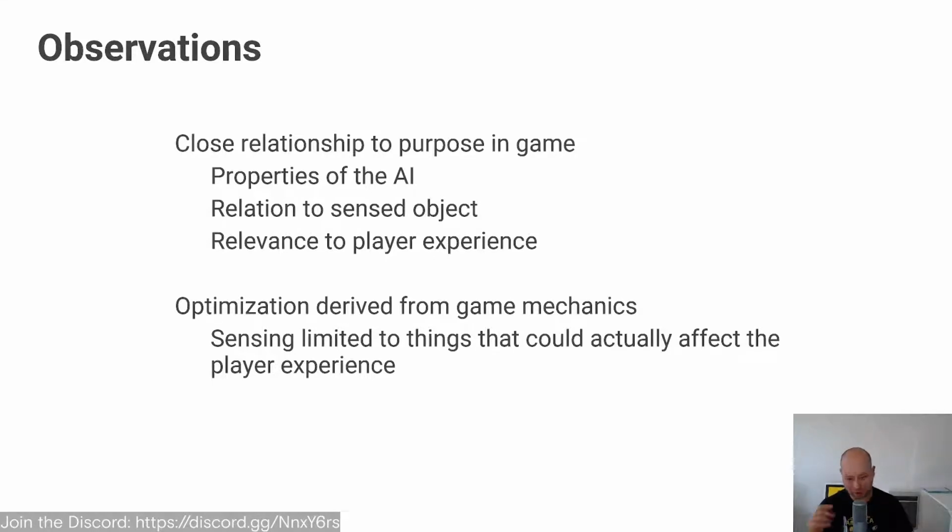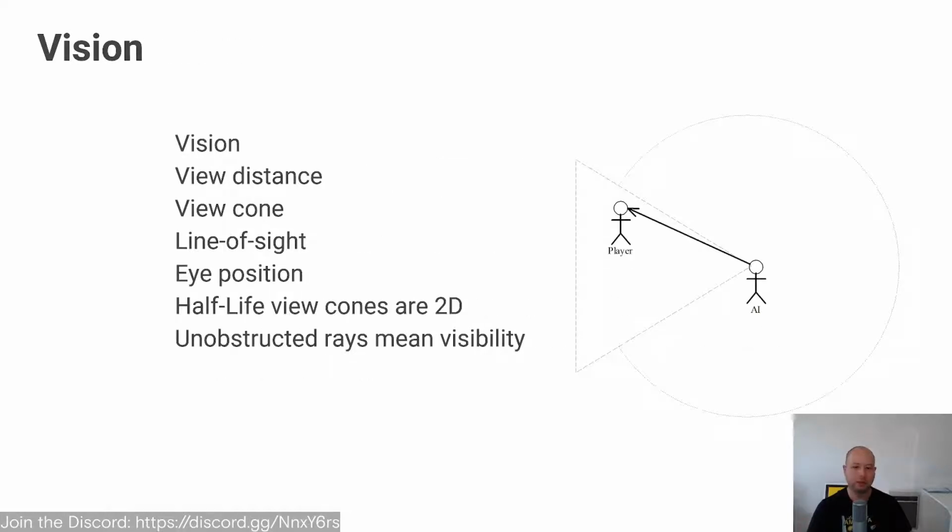Optimization is generally derived from the game mechanics of these AI systems. These systems can be very specific to a game, to the kind of game you're building, to the engine. Sometimes they're very not portable. Also, they're only limited to the things that actually affect the player experience. For example, you're not going to sense a bird flying above unless that bird is tantamount to the experience of the user, or there's some real reason that you need to pay attention to birds.